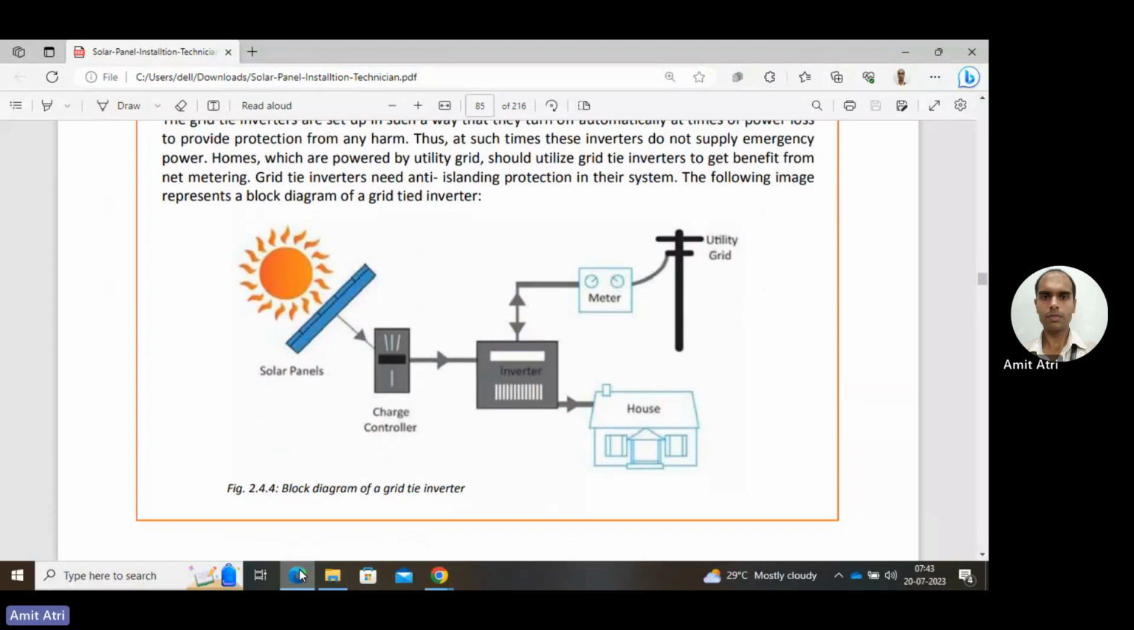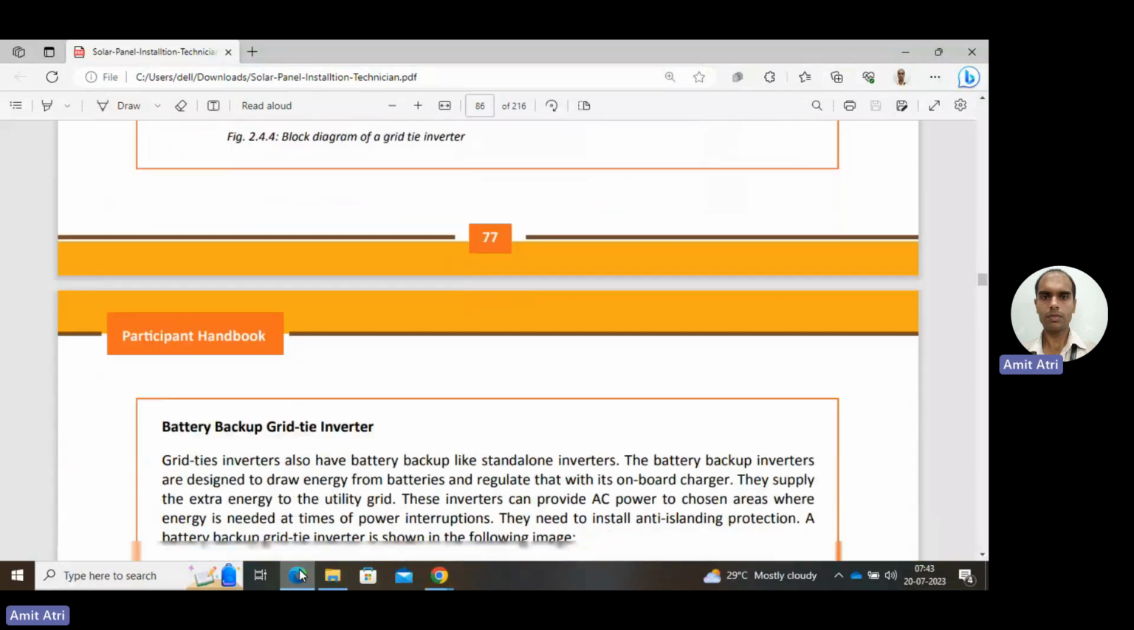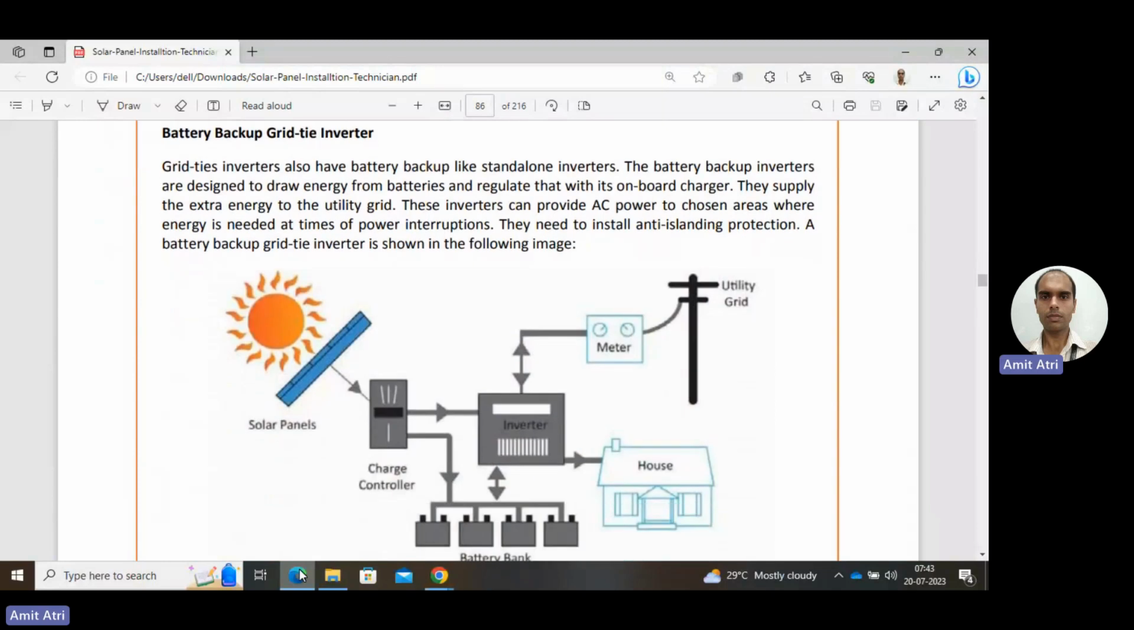Yes, grid tie inverters need anti-islanding protection in their system. They should not supply electricity to the grid when the grid should not have electricity, like in the cases of faults or the like. So an anti-islanding protection system is needed.